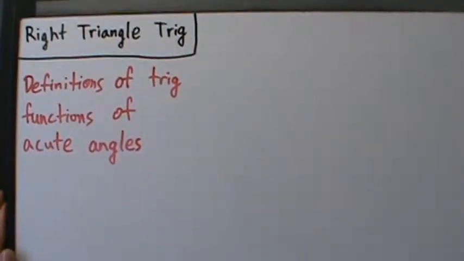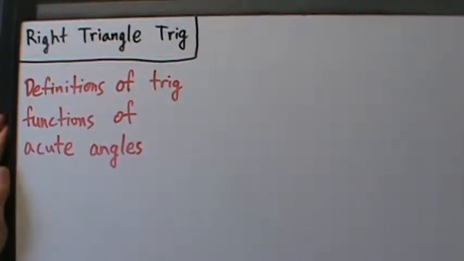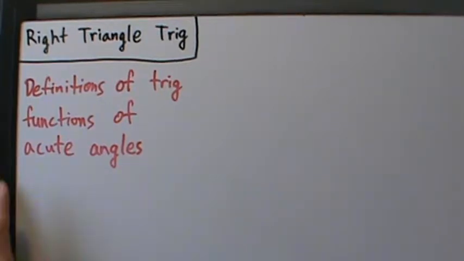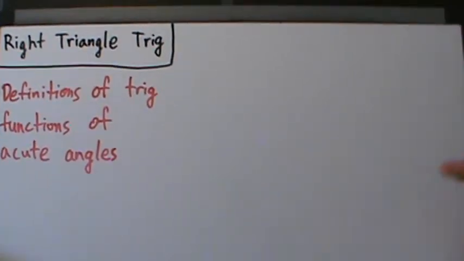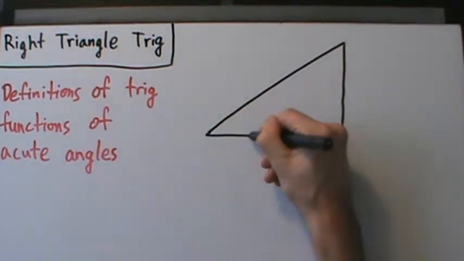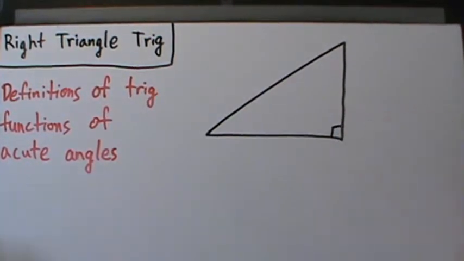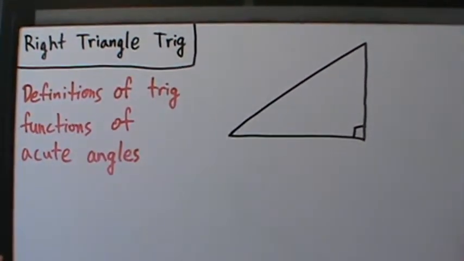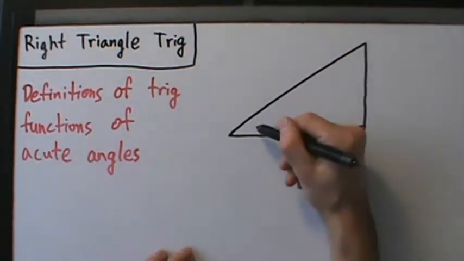Okay, so in this video, we're going to start talking about right triangle trigonometry. And where we start is with the definitions of the trig functions of acute angles. So remember, in a right triangle, we'll just go ahead and draw a right triangle. In a right triangle, you have this right angle here. And you also have two other angles, and they're both acute. So remember, acute means between 0 degrees and 90 degrees, or 0 radians and pi over 2 radians.